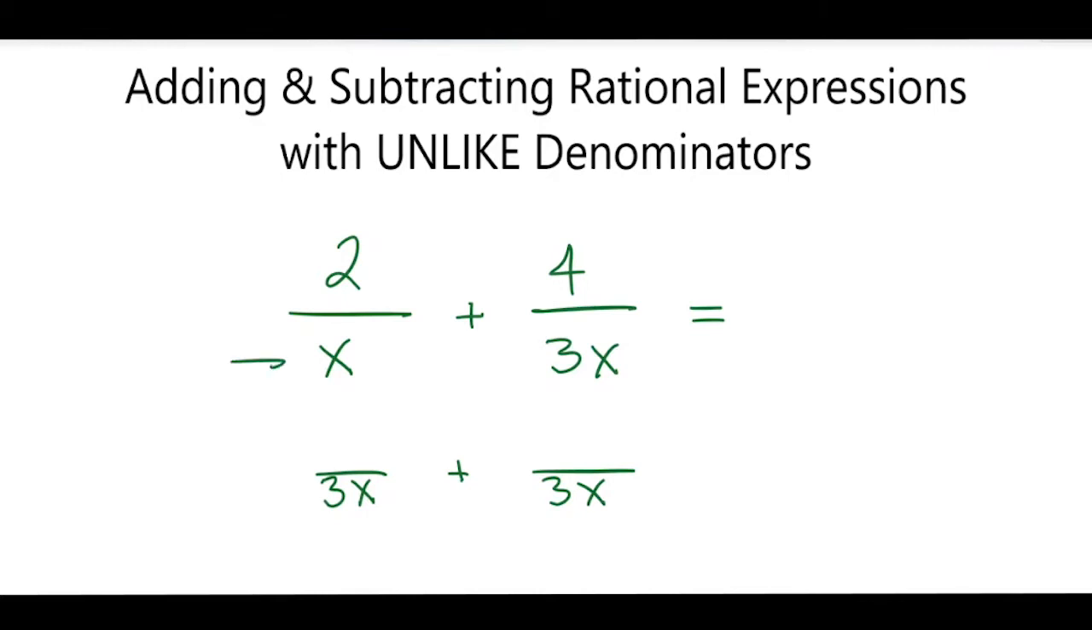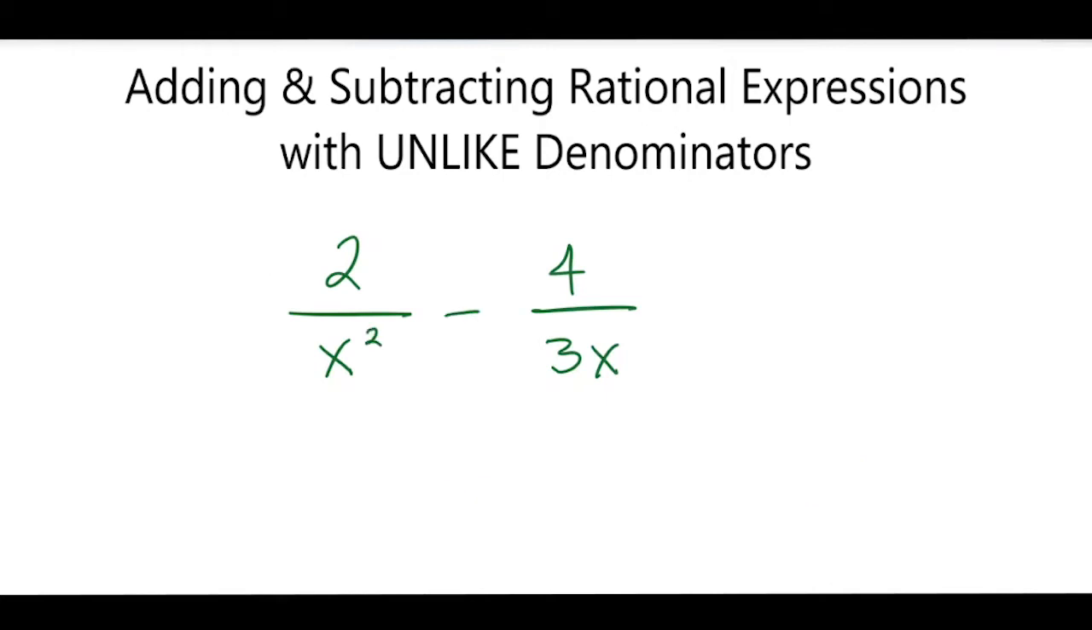But in order for this x to become 3x, I had to multiply it by 3. So that means I have to multiply the top of my fraction by 3. So that means the top of my first fraction becomes 6. So it is now 6 over 3x plus 4 over 3x, because we don't have to do anything to the second fraction. So now I'm going to add 6 plus 4, which is 10, and because my denominators are the same now, I can leave it as 3x. So my final answer is 10 over 3x.